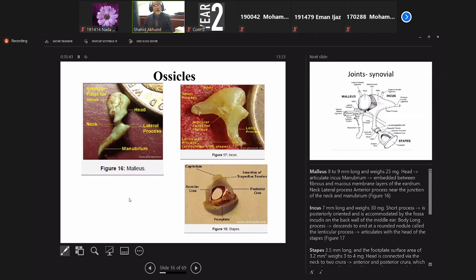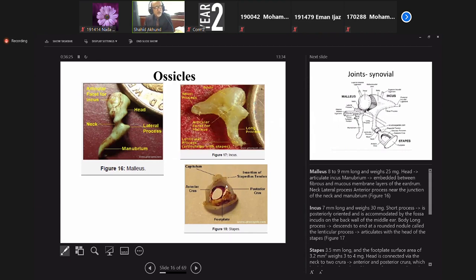Okay, let's look at these ossicles. Now this is the malleus, incus, and stapes. You don't need to know every bump and bruise of the thing. You should only be able to identify that this is the head, this is the neck, and this is the manubrium of the malleus. While this is the body of the incus, with a short and a long process. Now this body will have an articular area which will articulate with the head of the malleus. So incus and malleus articulate with each other, while the long process will articulate with the stapes.